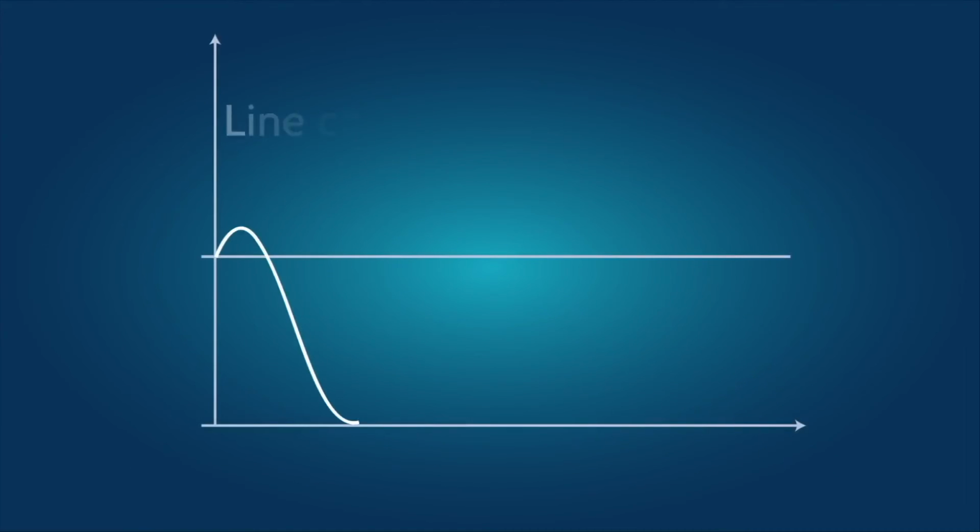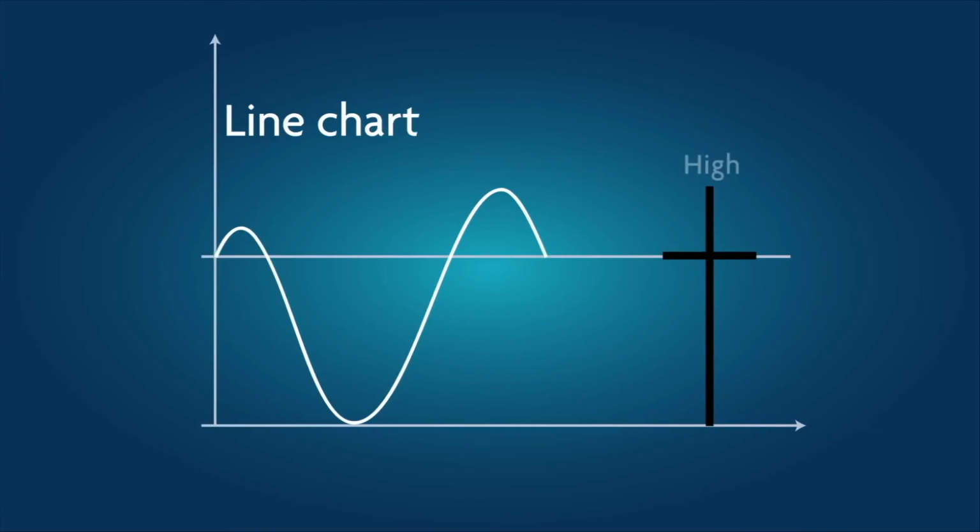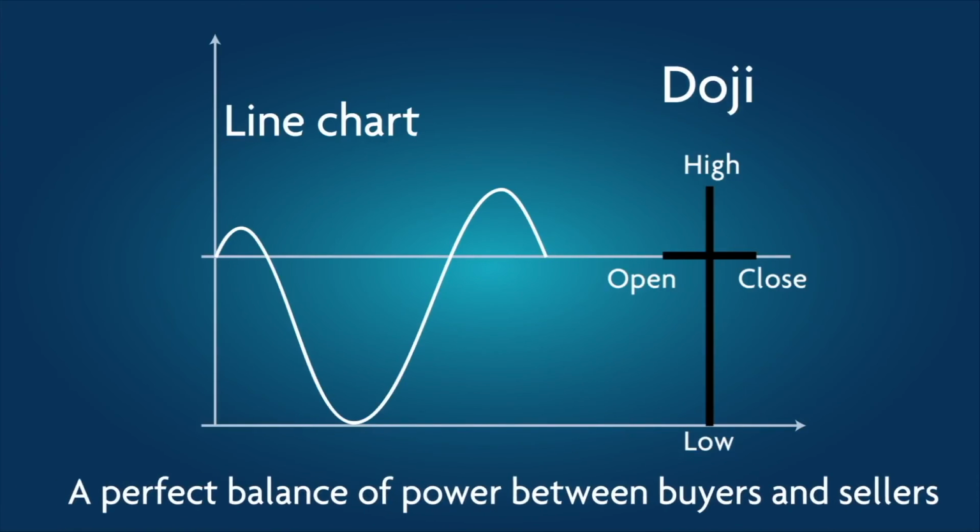Let's take a look at one more Japanese candlestick. When a stock's open and closing prices are identical, the candlestick will not be green or red or any other color, because its body will shrink to nothing more than a horizontal line, as you can see here. This candlestick is called a doji, and it indicates indecision, a perfect balance of power between buyers and sellers.